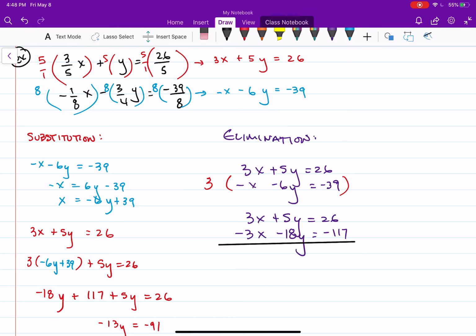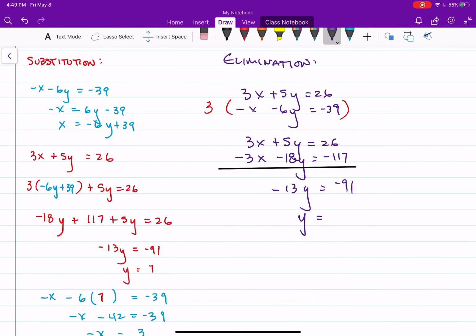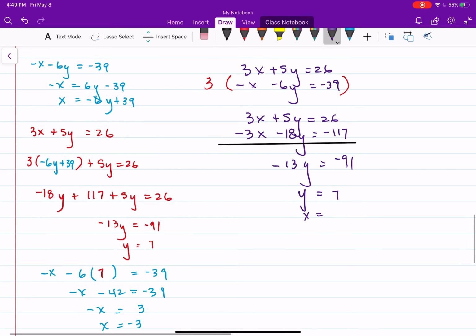Then I add. And what do I get left? The x's go away. I have a negative 13y is equal to negative 91. So y is going to equal 7. And if I plug it in, then my x is going to come out to be a negative 3. So my solution is going to be negative 3 comma 7.